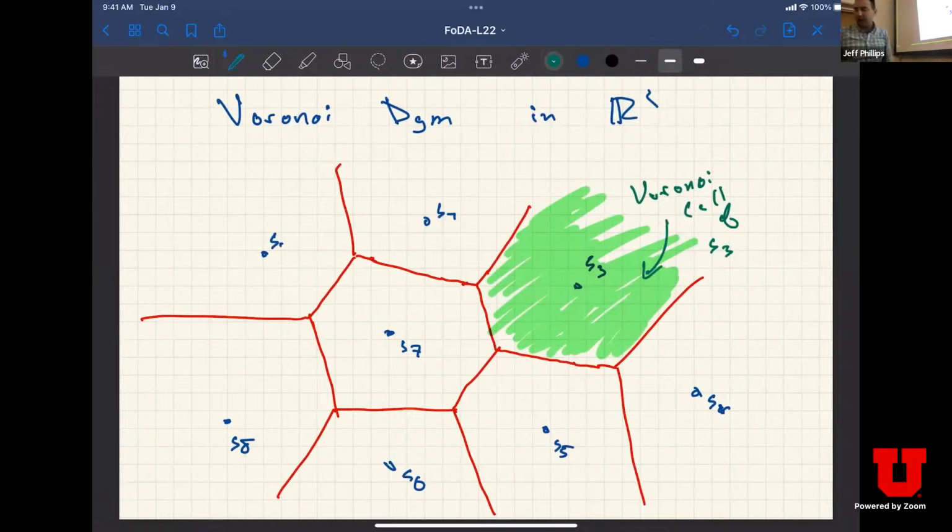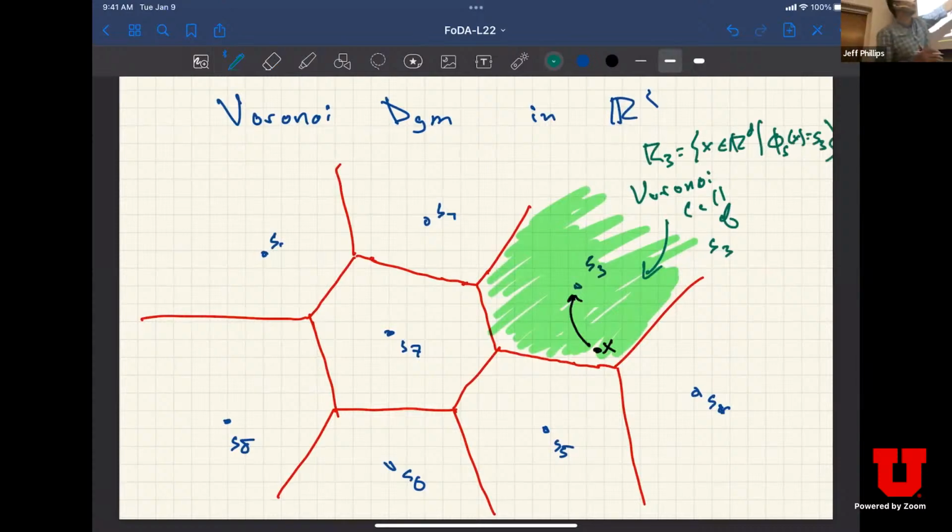Okay, that means for any point X in this cell, I know that I'm closer to S3 than I am to any other point, right? And so I can write this, for instance, as R3 is going to be the set of points X in R^D such that phi of S of X equals S3. So the set of all the points that map to S3. Okay, so this is cool.